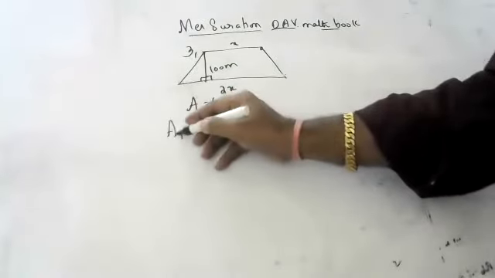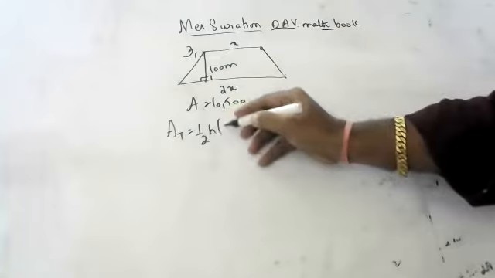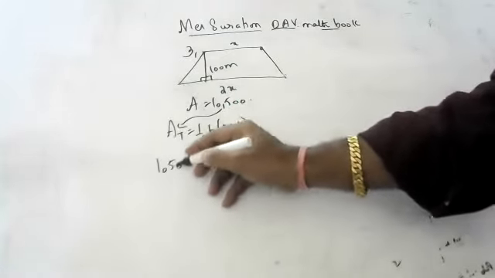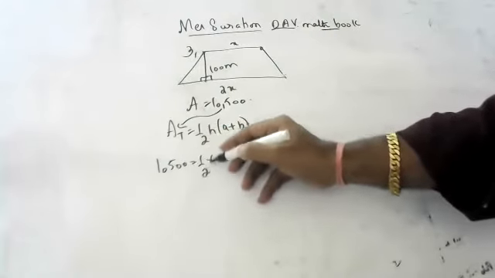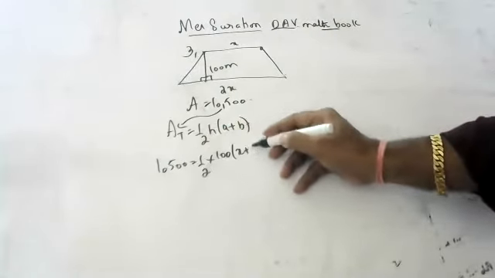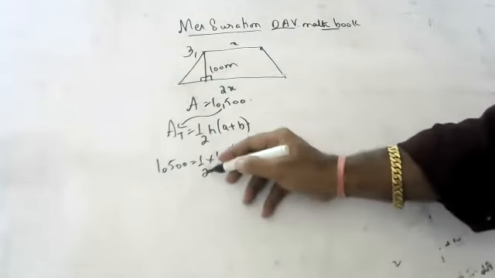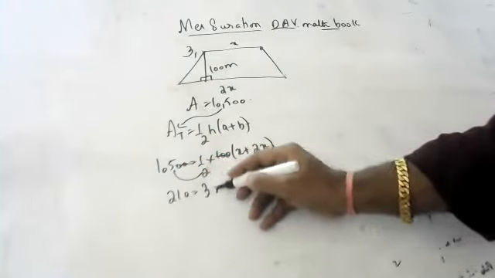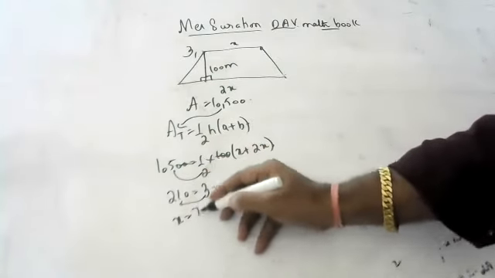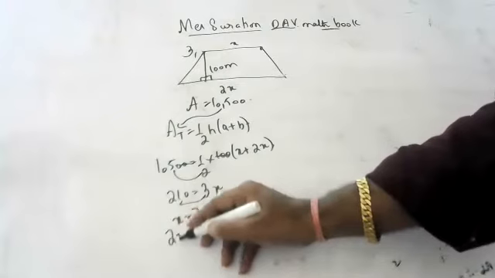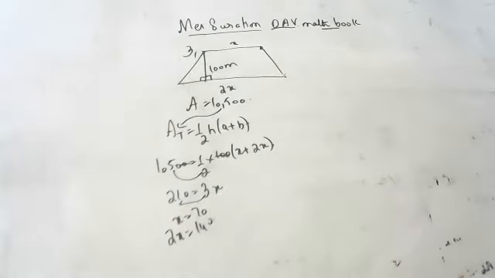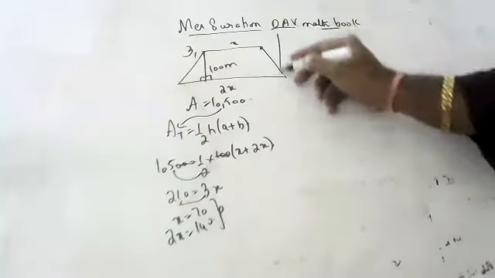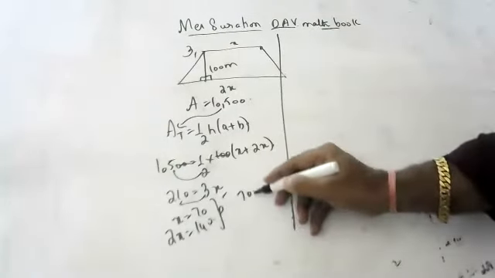Yes, sir. Area is equal to half into h into a plus b. Area 10,500 is equal to half into 100 into x plus 2x. 210 is equal to 3x. x is equal to 70 meters, and 2x is 140 meters. So if one is 70, the other side is 140.